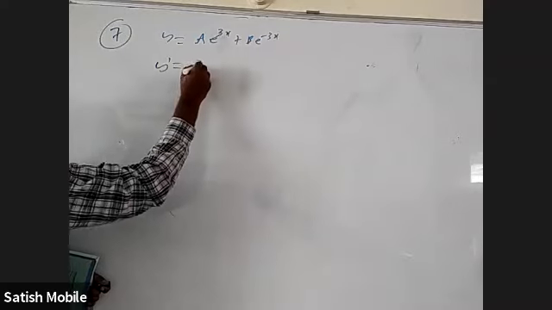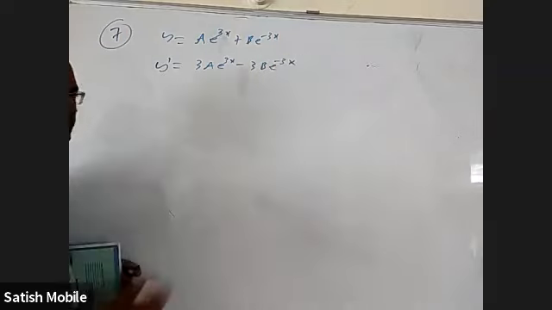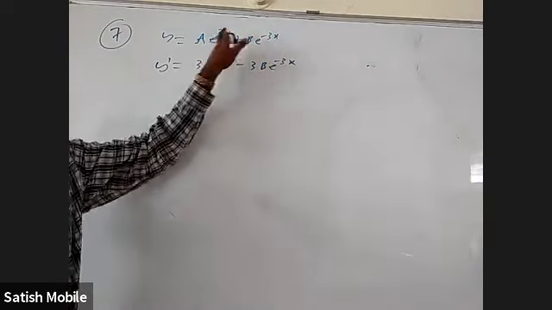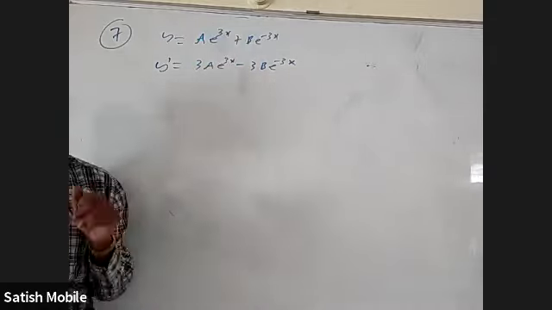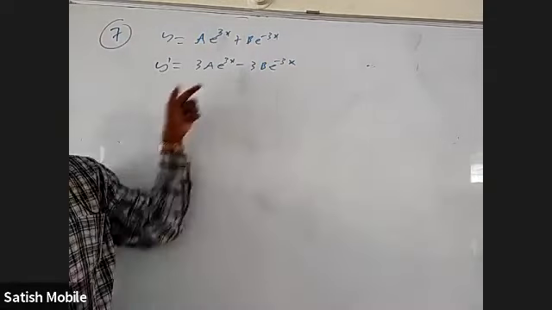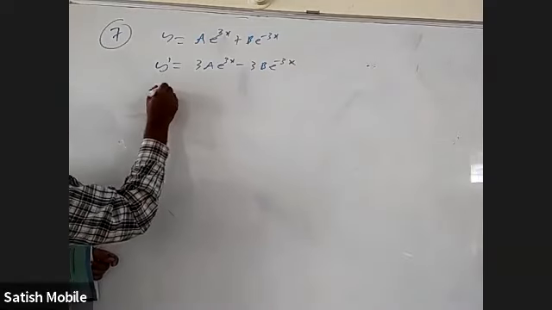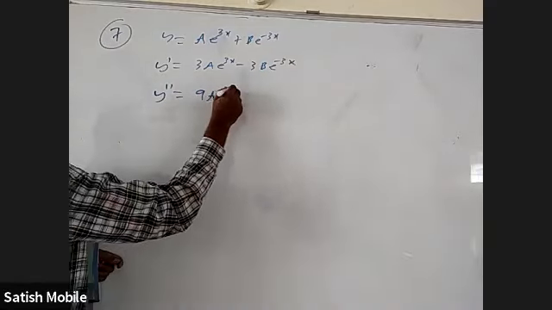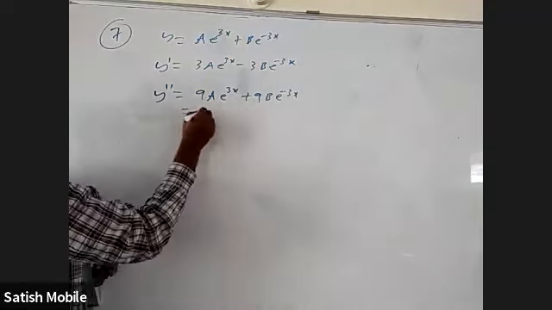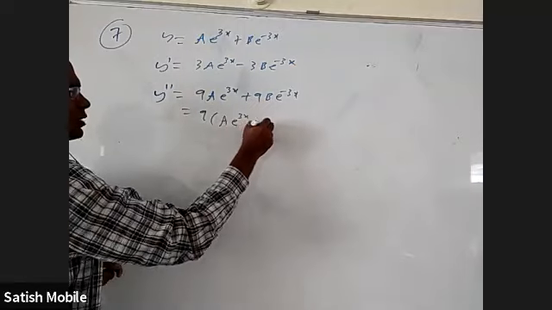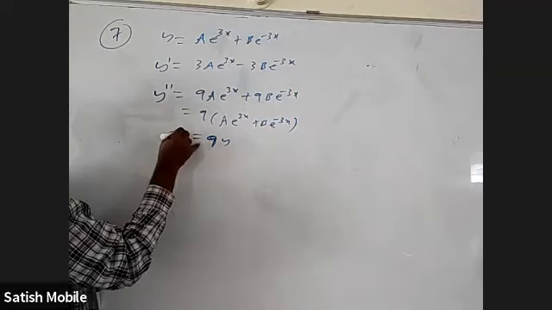When I find y dash, I'll get 3a e power 3x minus 3b e power minus 3x, because the derivative of the power is 3 and here minus 3. This is a plus here, this is a minus, so I cannot write this in terms of y. But I know for sure if I differentiate one more time, again it will become plus, and it's a very simple differential equation. So y double dash will be 9a e power 3x plus 9b e power minus 3x, since one more minus 3 comes. If I take 9 common, a e power 3x plus b e power minus 3x, which is y. So 9y. That's it. So this is the differential equation.